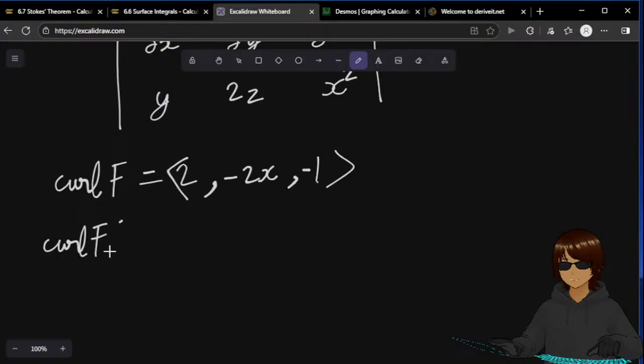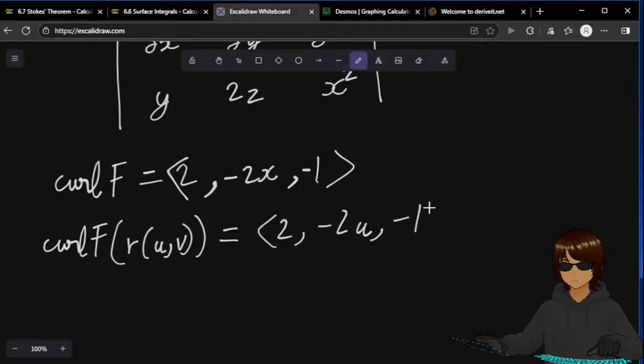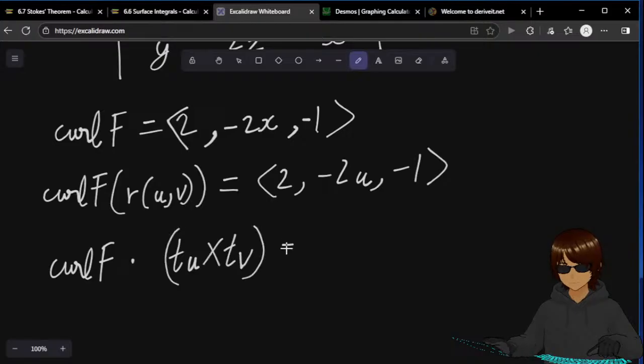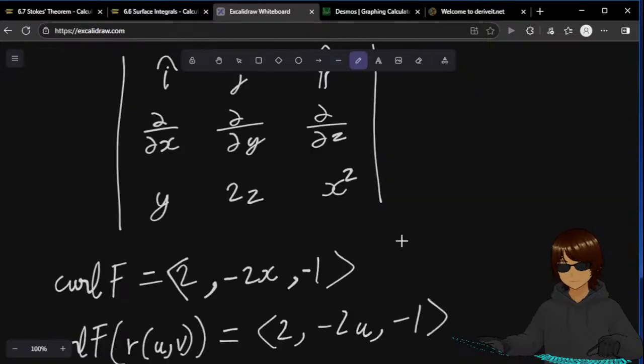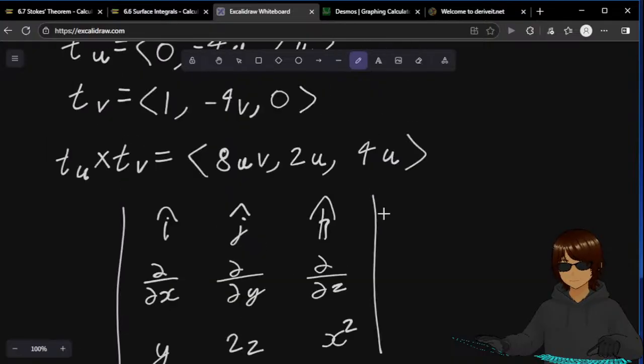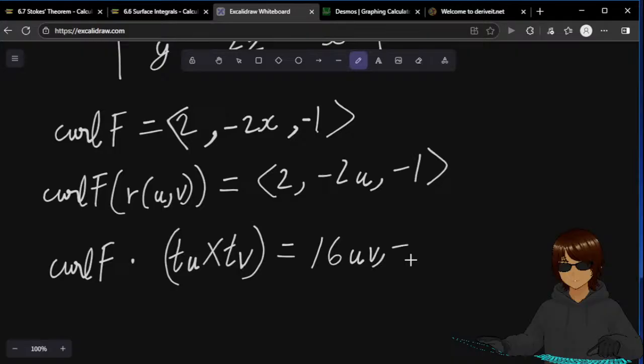If I do a curl of f in terms of r, u, v, then I have minus u, minus 1, dot. 2 times 8 is 16. 2 times 2 is 4.